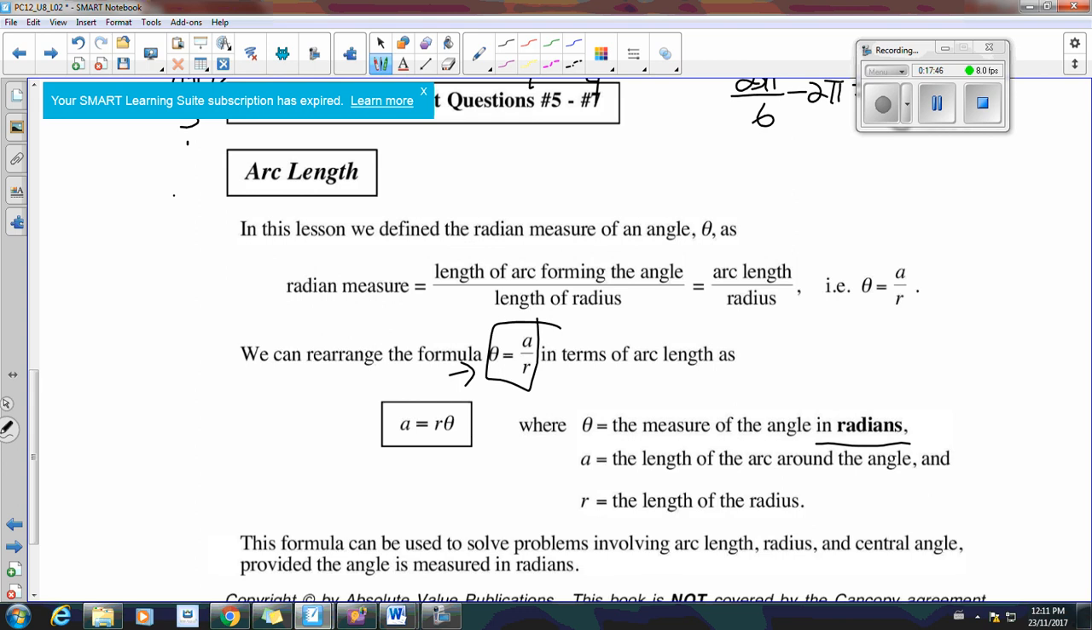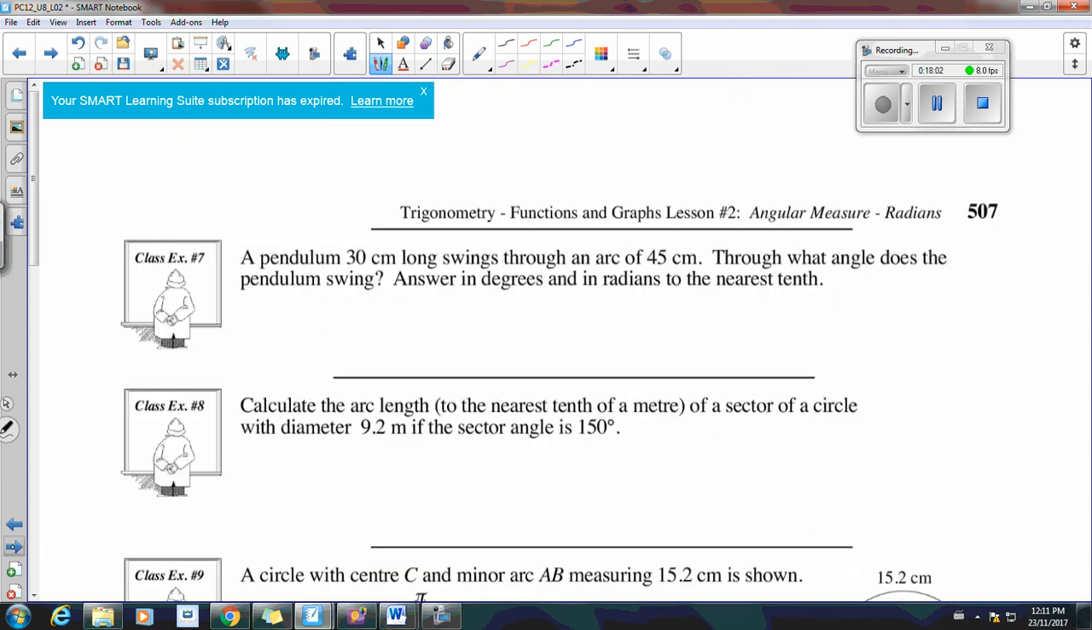So a is the length of the arc around the angle, and r is the length of the radius. Almost every time they ask a question on the diploma exam to calculate the arc length, they're going to give you the angle in degrees. So you first need to change that angle to radians, and then you're ready to use this formula.